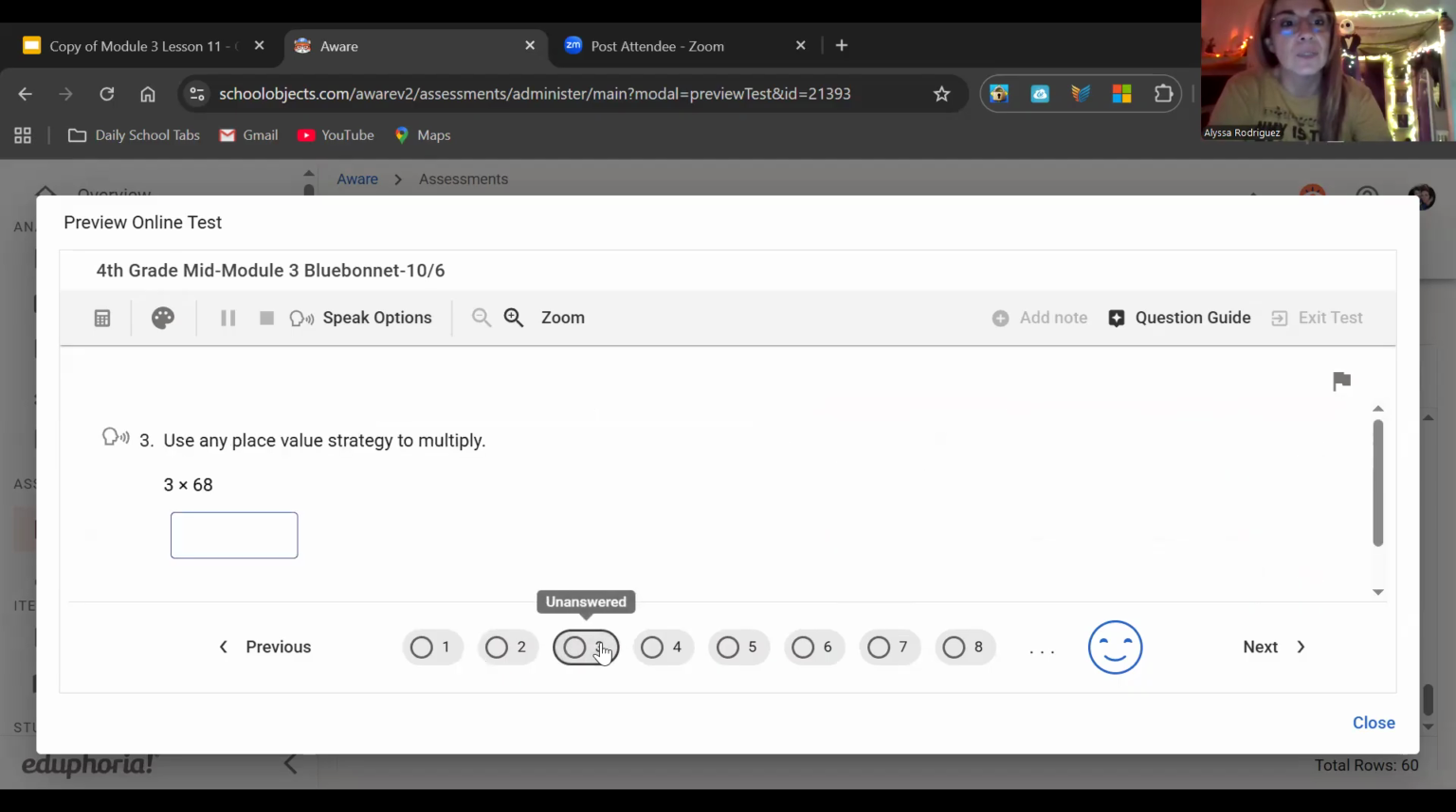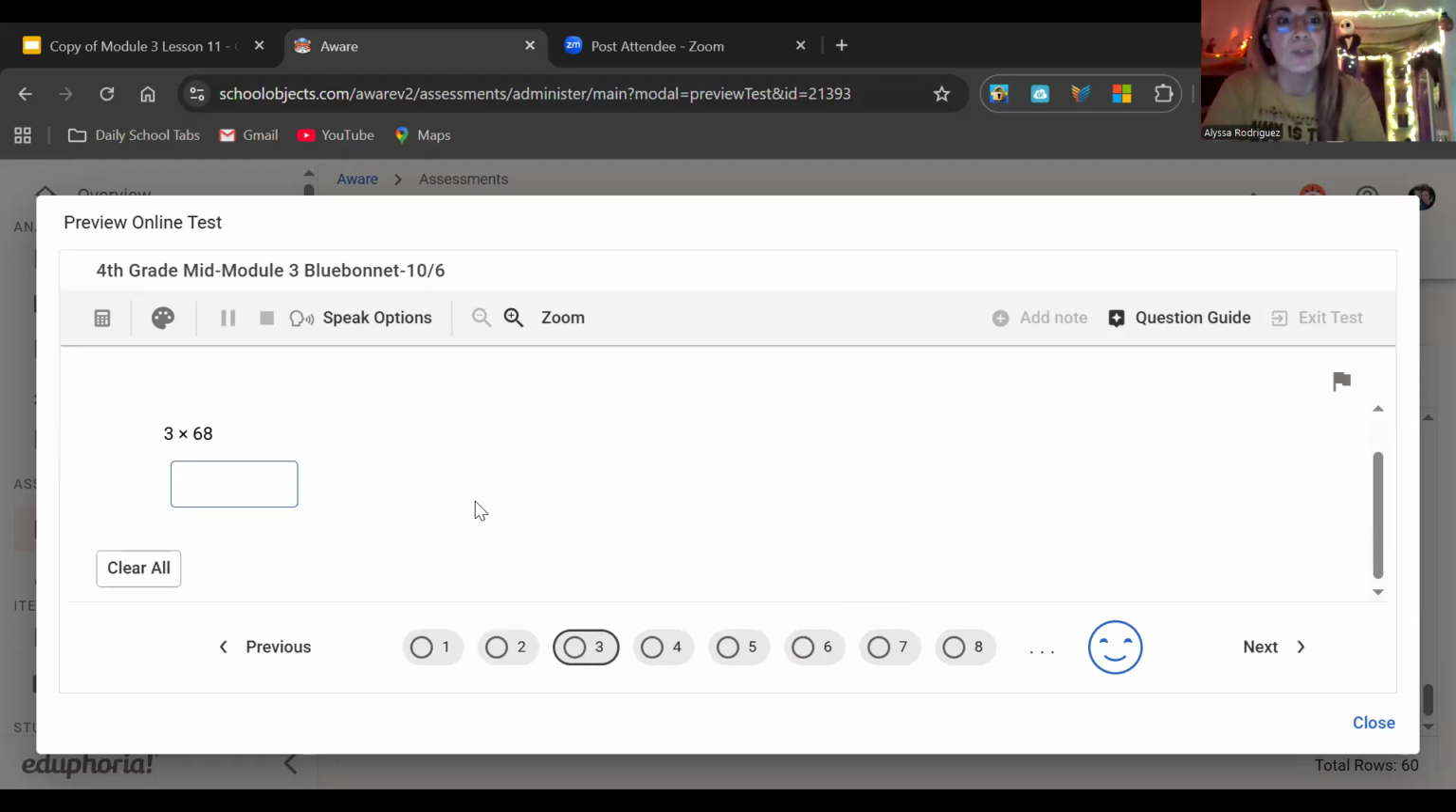All right, next one. Use any place value strategy to multiply. So guess what? All you're doing is multiplying. You can use the array, you can use the standard algorithm, you can use the partial, whichever one's easy for you, go ahead and use that. All you're doing is answering it, put the answer here.